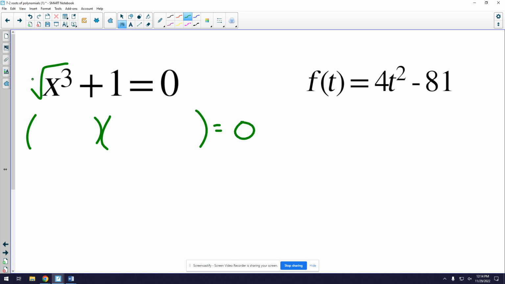Take the cube root of both of those numbers. The cube root of x cubed is x. Keep the sign as positive. The cube root of 1 is 1.